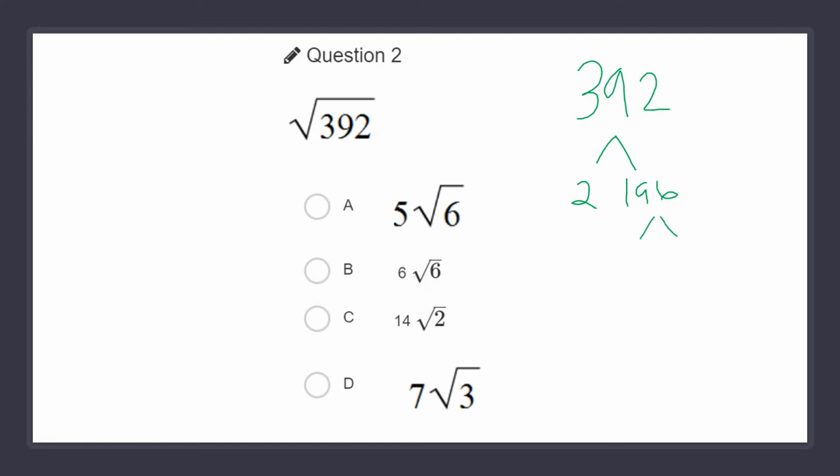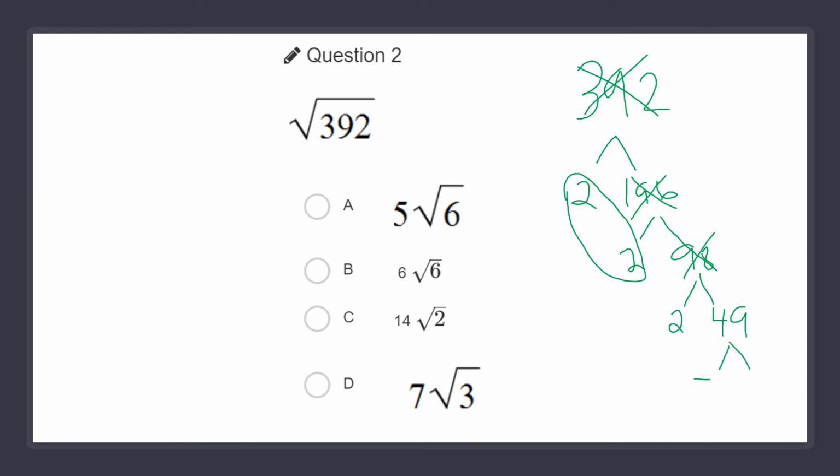And then we're going to break down 196. Again, it's even, so I would probably divide by 2 again, although it has other factors. That's kind of up to you. That's going to be 2 and 98. I'm going to cross off the numbers that I've broken down. You can already see we've got a pair of 2's. 98 can be broken down some more. I'm going to do 2 and 49. 49 is 7 and 7.